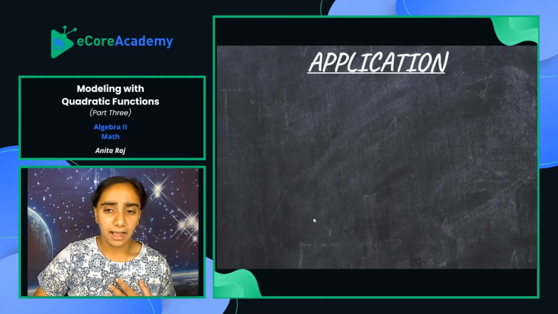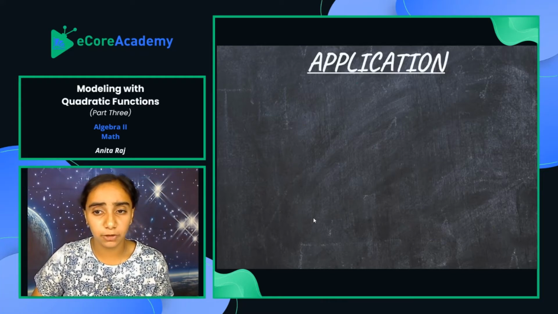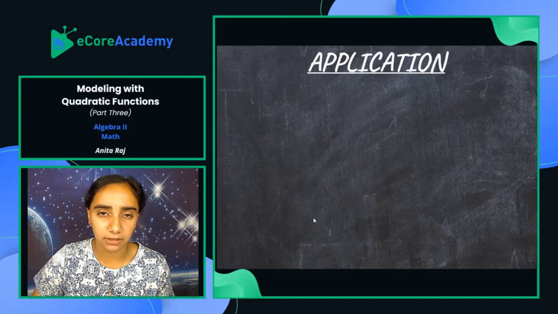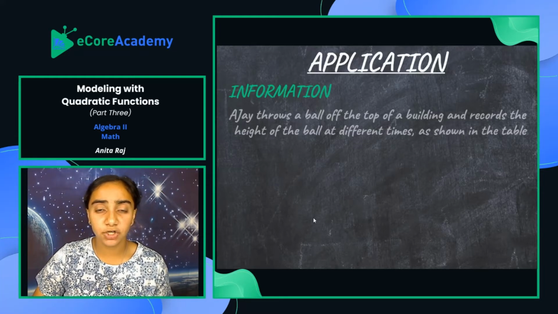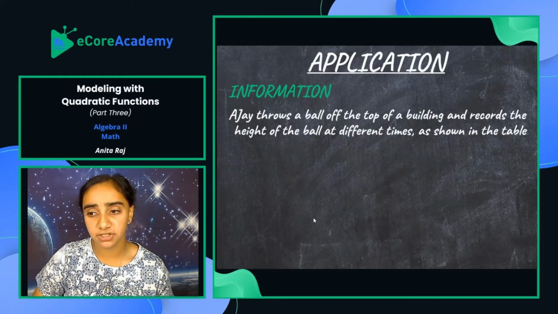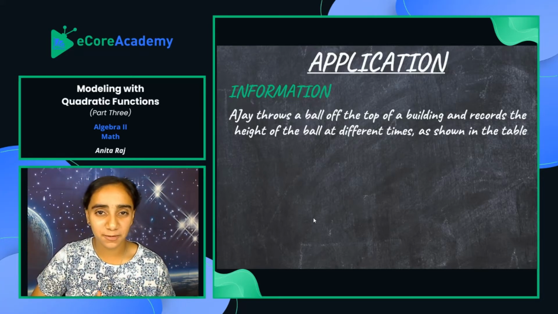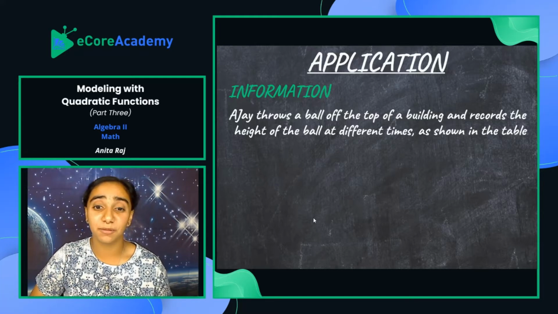So this is going to be an application. Like I said, it's going to be a real-world scenario, and we're going to be primarily incorporating the TI calculator to solve this. So here's your information. This is not even the problem. This is just some important information you should know. In this word problem, the character is AJ. So AJ is the one performing the action, and we're going to be solving this problem for him.